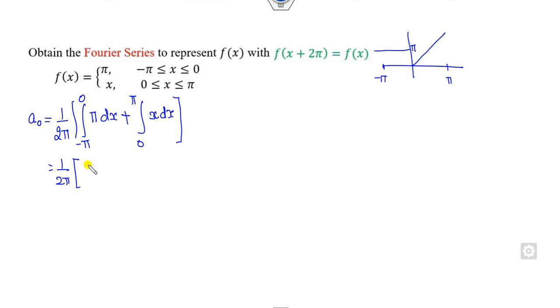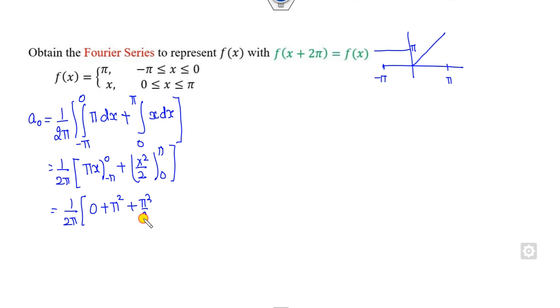The first integration is pi x from minus pi to 0. The second is x square over 2 from 0 to pi. So 1 over 2. When you substitute 0, it's 0. Pi will be minus minus plus, pi square. Plus, when you substitute the upper limit, it's pi square by 2. Lower limit will be 0. So it will be 3 pi over 4. a0 is 3 pi over 4.